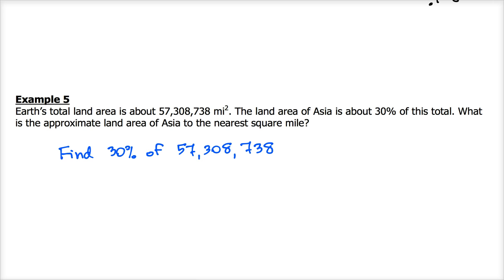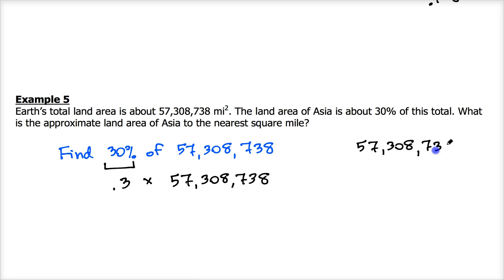And we can do that using the decimal equivalents again. We could also use proportion for this one, but I think for this problem it'd be a little bit easier to change 30% to the decimal 0.3 and then make this a multiplication problem. 0.3 times 57,308,738. So if we do that, go ahead and try this now on your own, please, over here off to the side.